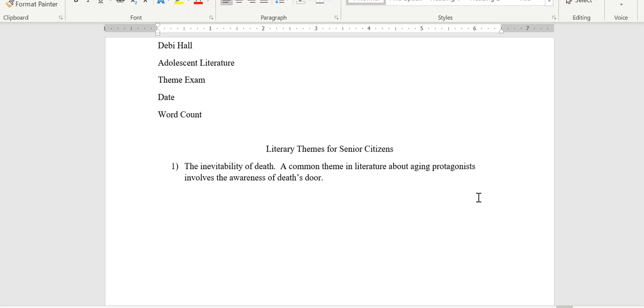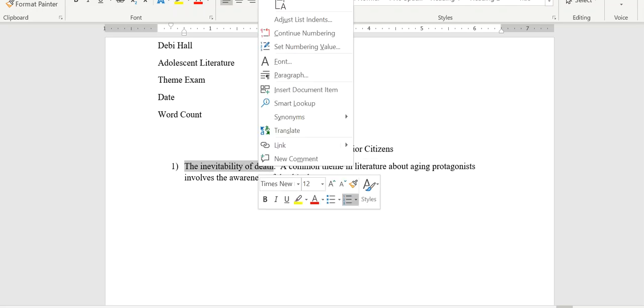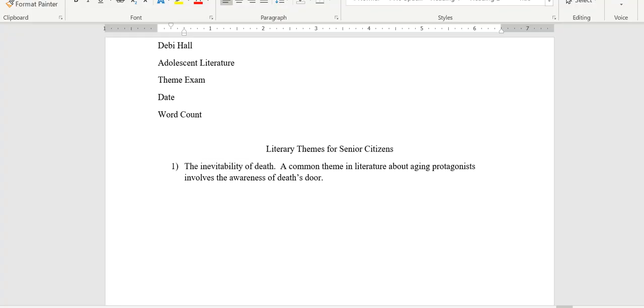So I have chosen for my first theme, the inevitability of death. And I just wrote in just my own words, a common theme in literature about aging protagonists involves the awareness of death's door. Okay, so now I'm going to go and get a little bit more information to define this theme. So I'm going to copy this, and back I go to Google.